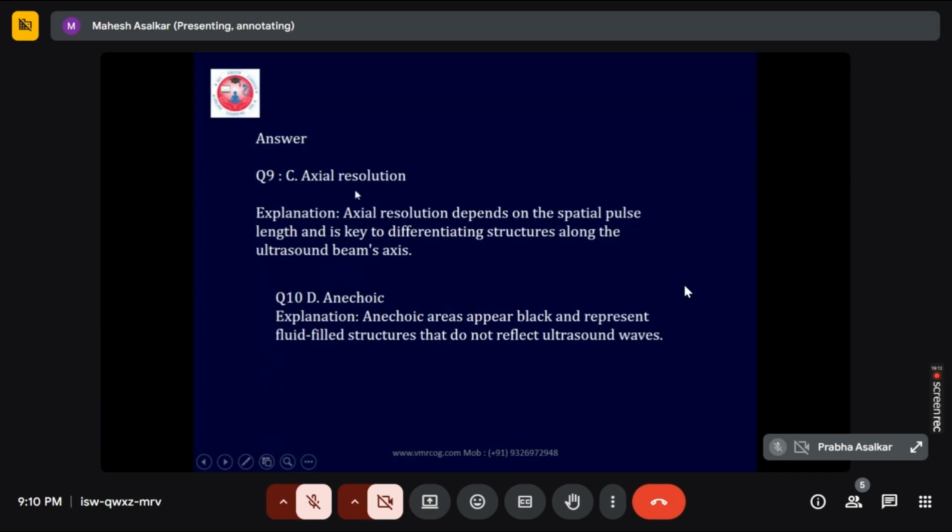So question number 9 is axial resolution. Axial resolution depends on the spatial pulse length and is key to differentiating structures along the ultrasound beam's axis. Okay. Next is question number 10, anechoic. Anechoic areas appear black and represent fluid filled structures that do not reflect ultrasound waves.